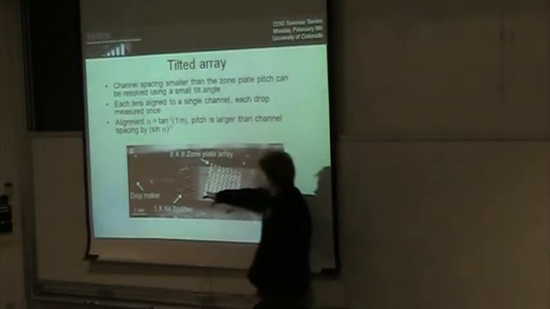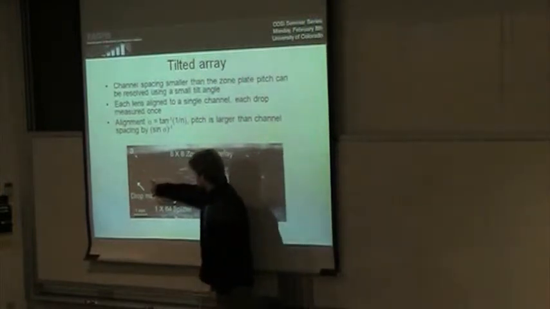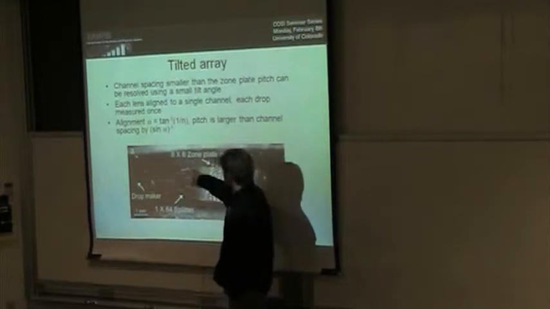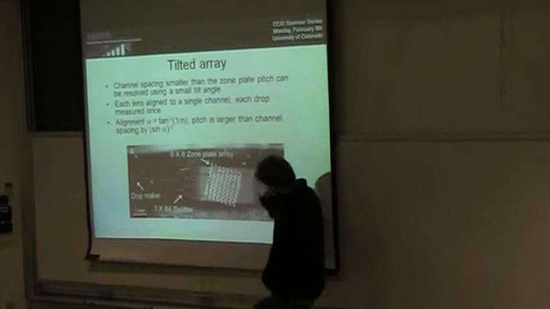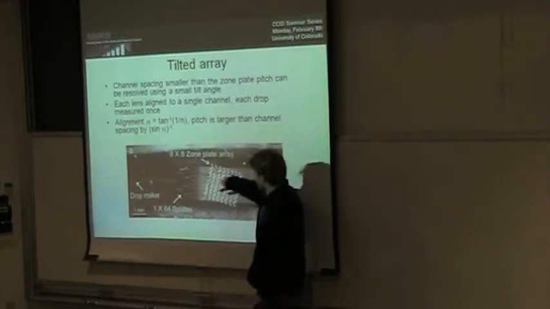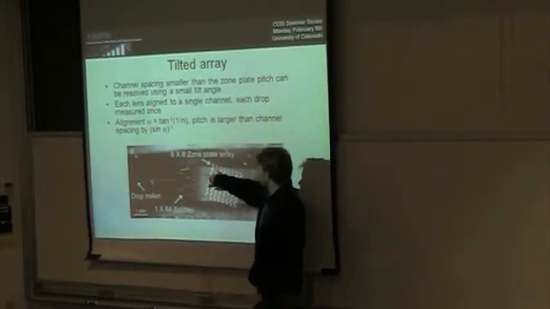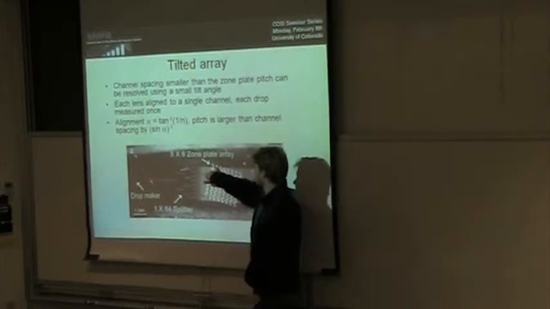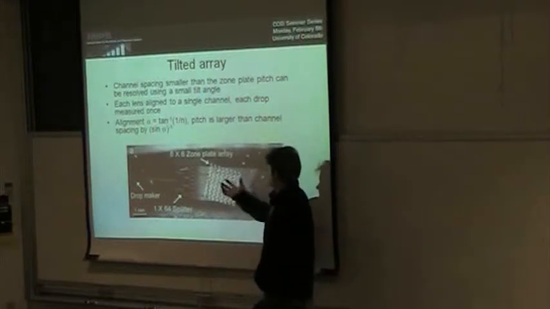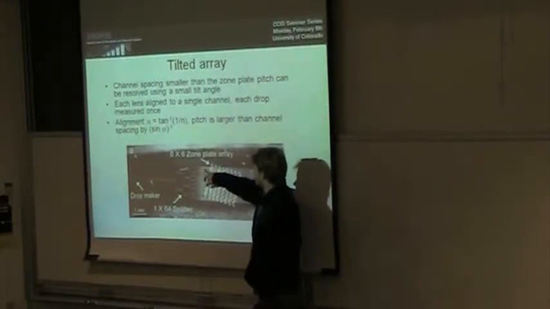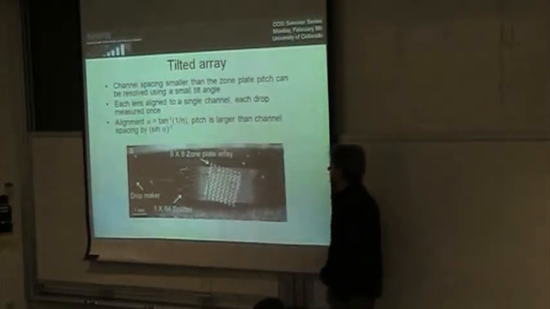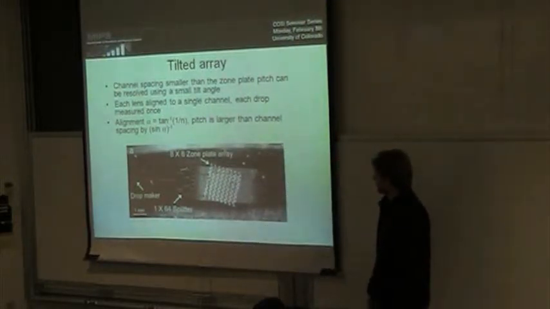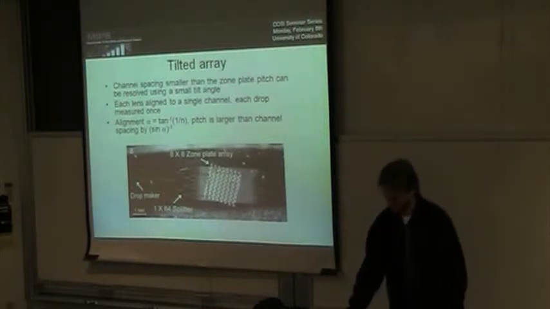So this takes a single channel, splits it up into 64 channels, and this is an 8x8 lens array. We found that by tilting the lens array by this angle alpha, we can actually have the zone plate pitch be much larger than the microfluidic channel pitch, which allows us to keep large lenses even though there's very tight spacing in the microfluidics. Just simple trig will tell you what angle that needs to be. And then we can run all 64 of these in parallel.